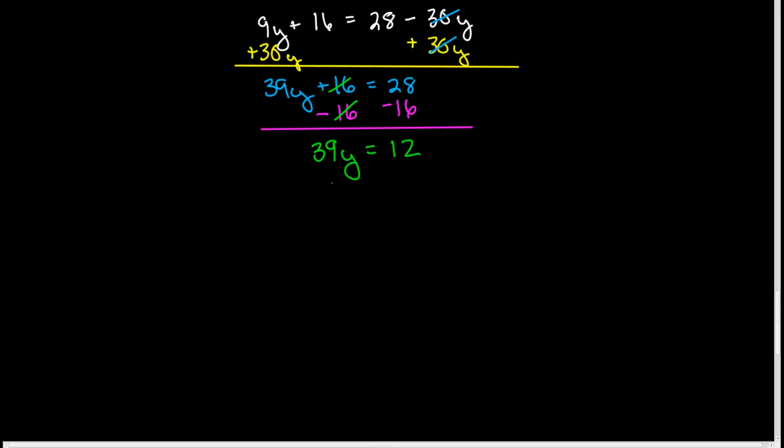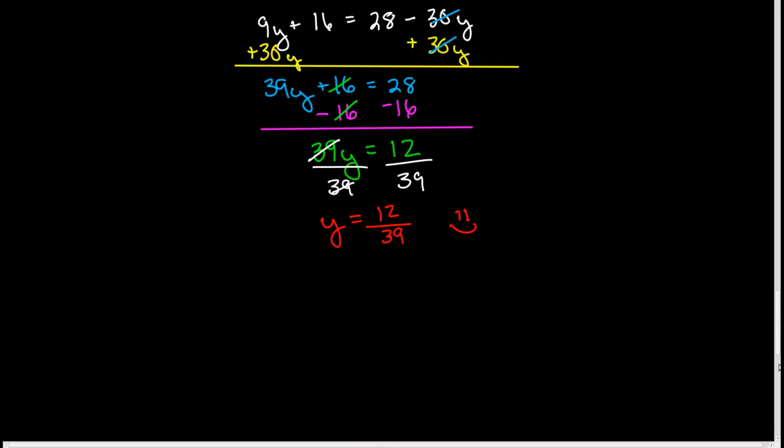And now it's just a one-step equation. We have 39y is equal to 12. So to solve that for y, we need to divide both sides by whatever's multiplying your variable. So divide both sides by 39. 39 over 39 will disappear. And our solution to this problem with fractions is y is equal to 12 over 39.